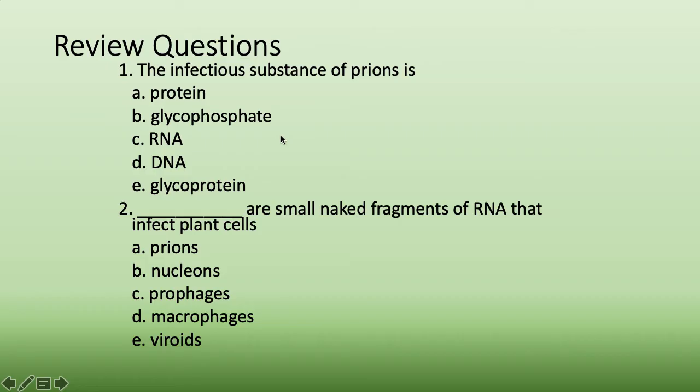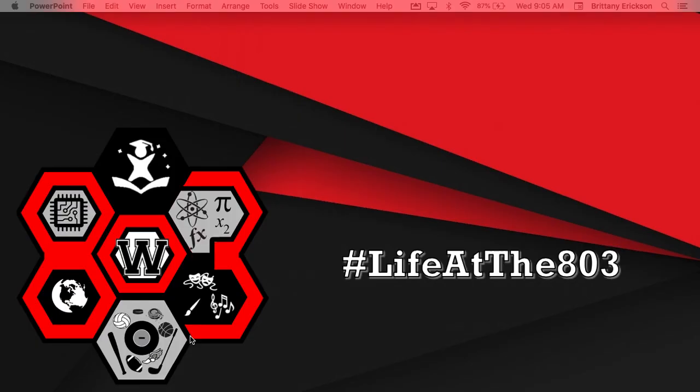Oh, review questions. Number one, the infectious substance of prions is proteins, proteinaceous infectious particles. Number two, blank are small naked fragments of RNA that infect plant cells. Viroids. All right, so that's viruses.